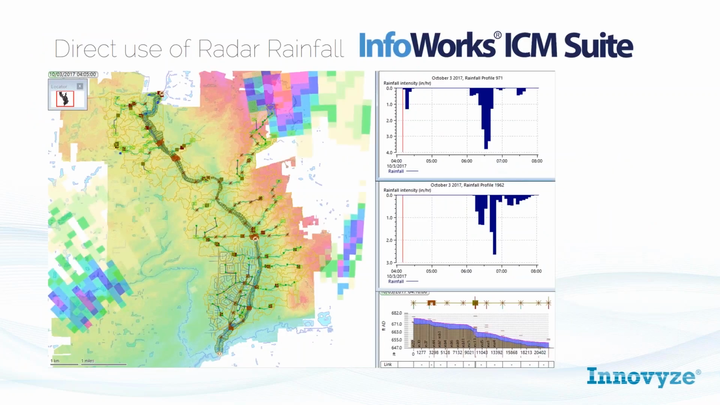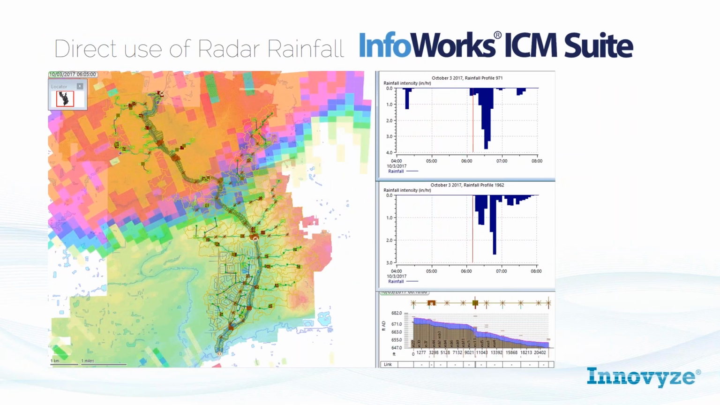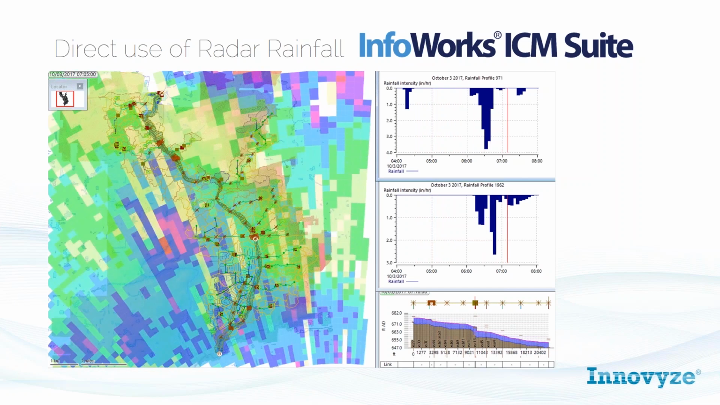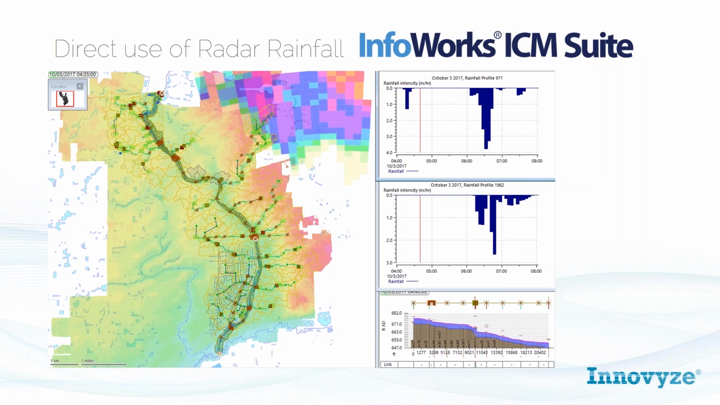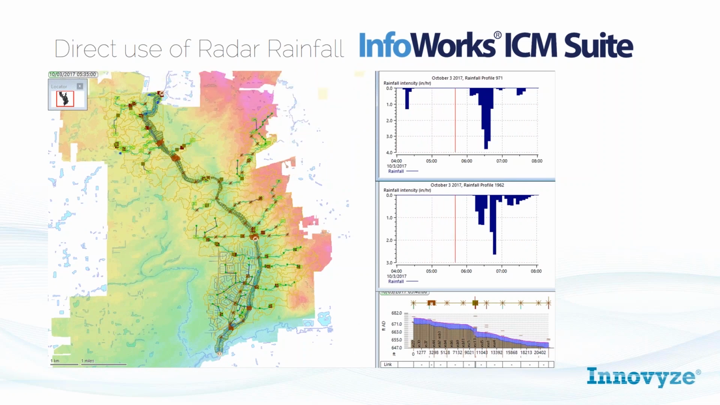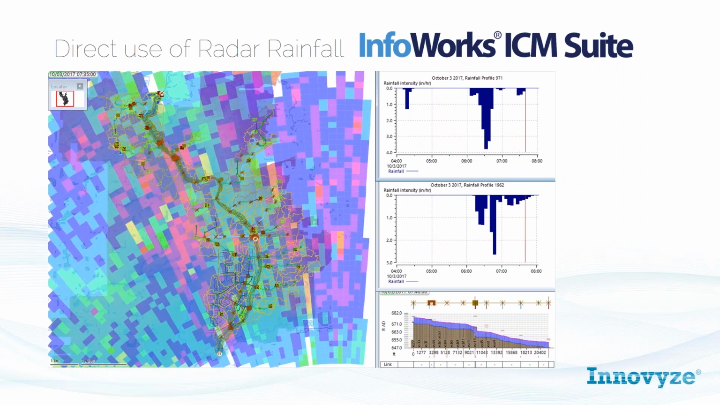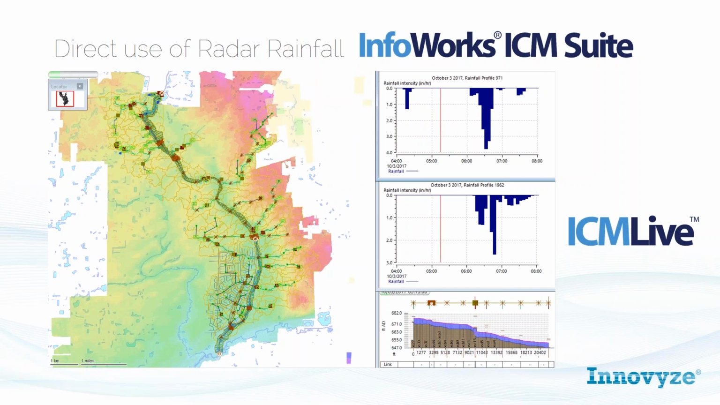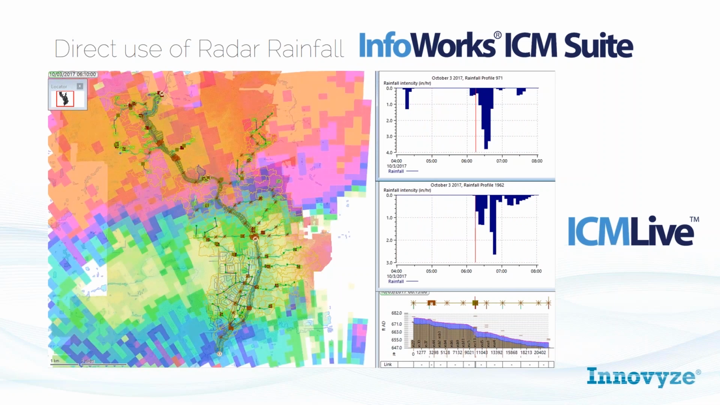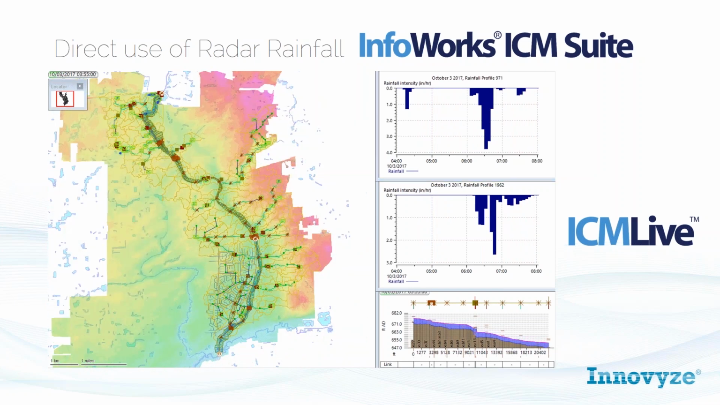So what you can see on your screen here is some advanced theming from a direct connection to a meteorological website where it's pulling in forecast spatial rainfall. So you're able to access this technology in InfoWorks ICM suite, or it's also the technology that underpins ICMLive. So Thames Water in the UK, Southern Water, Meta Water in Fukui, Japan, they're all running live operational models that are utilizing forecasted spatial rainfall.